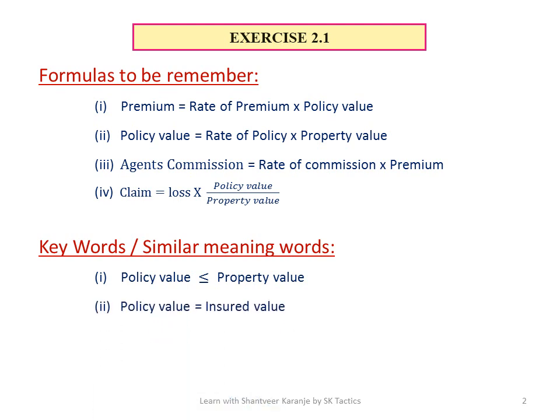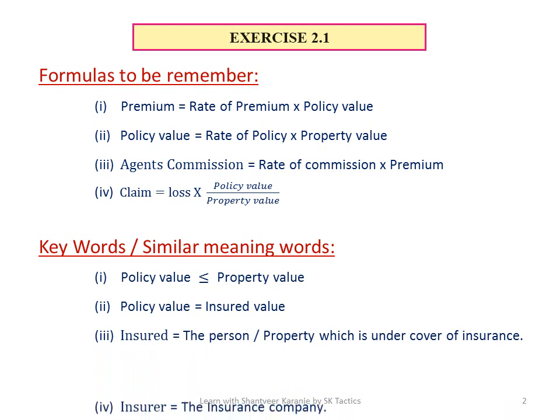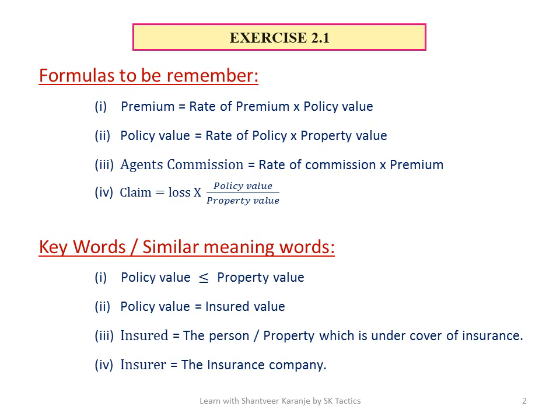Second, policy value is also known as insured value. Third, insured means the person or property which is under cover of insurance. And fourth, insurer is the insurance company. To go into detail on all these words, I suggest you go to my previous YouTube video, whose link I am sharing at the end of this video.